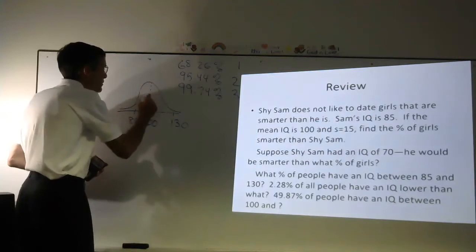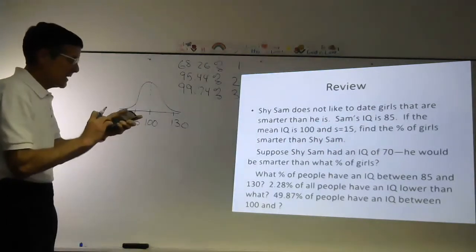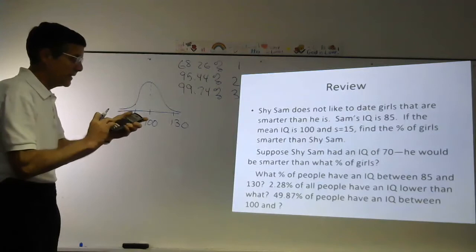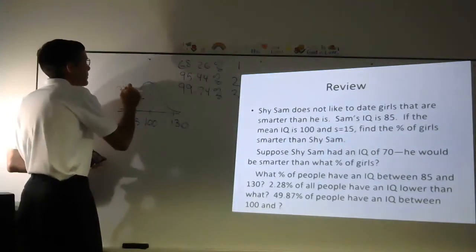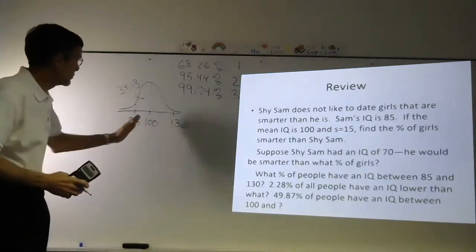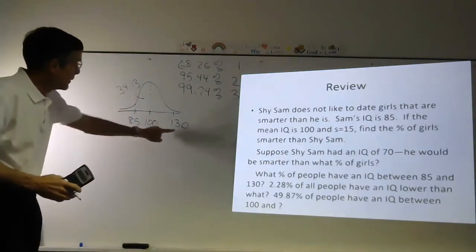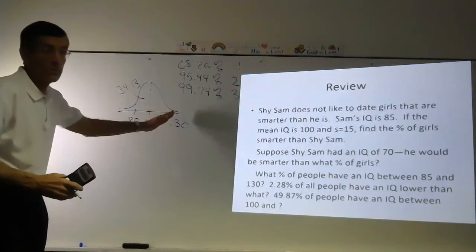So what I'm going to do is take 68.26 and divide it by 2. This region right here would have 34.13 because it's 1 below. This one is 2 standard deviations above.